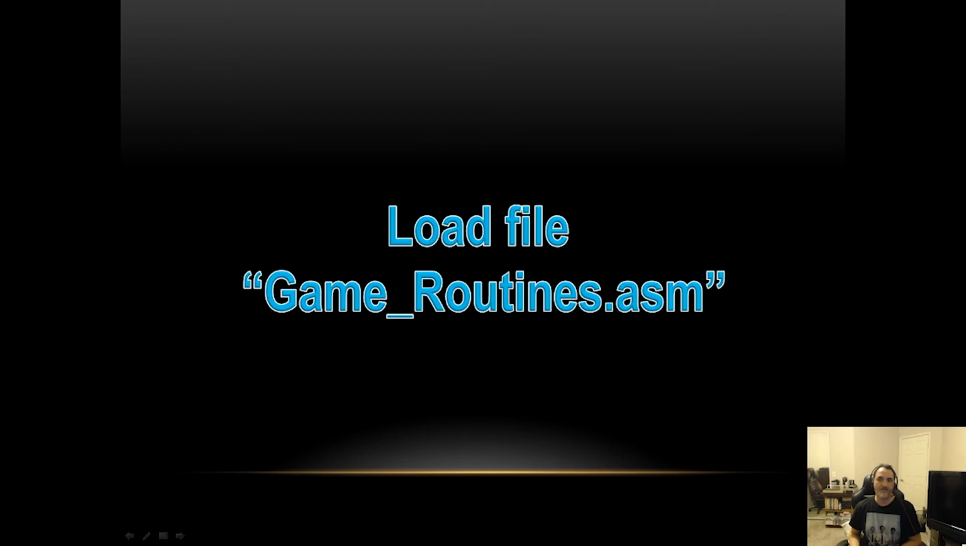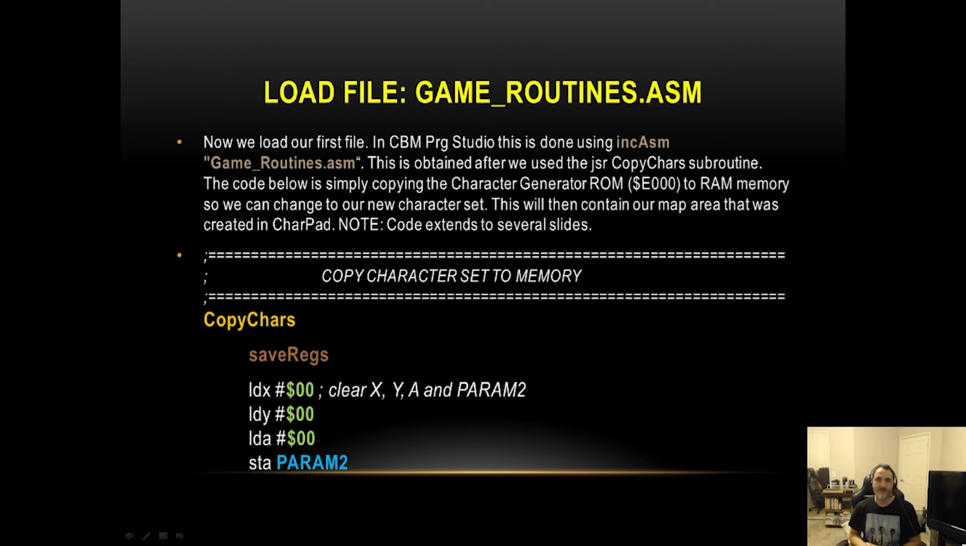Now we're on to game routines.asm. Now we load our first file. In CBM PRG Studio, this is done using IncASM, game routines.asm. This is obtained after we used our JSR copy cars subroutine.